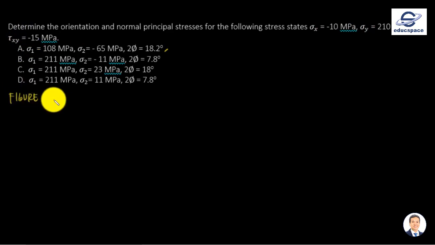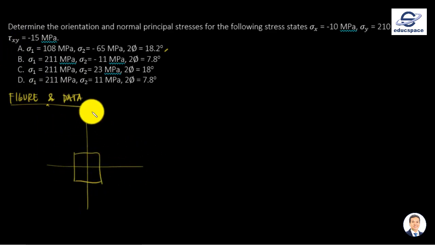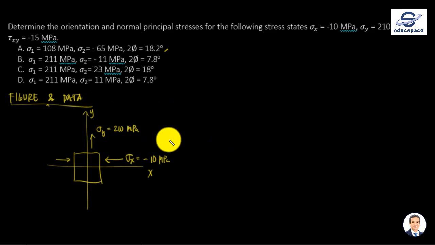Figure and data, since alam na natin yung relationship to get the principal stress. So pwede kong ilagay na ito yung ating stress element. Ito yung ating plane, and this is our y, and then x, this must be in this direction. So stress on the x-axis is negative 10 megapascal, tapos ito ay merong tension, 210 megapascal, and then meron tayong negative 15 na shear stress. So pwede natin ilagay dito, negative 15 megapascal.